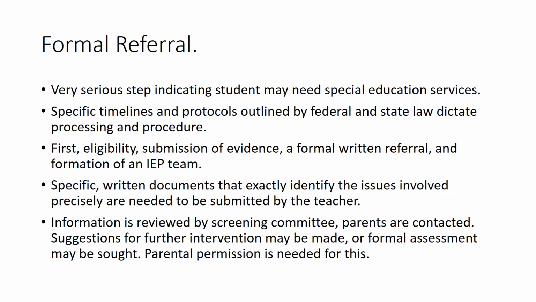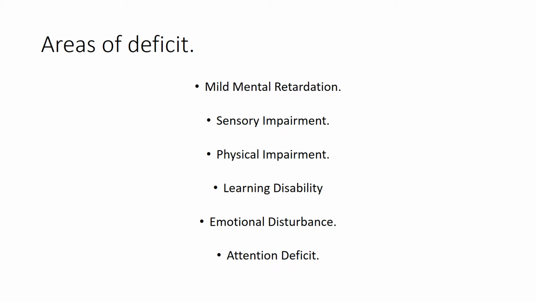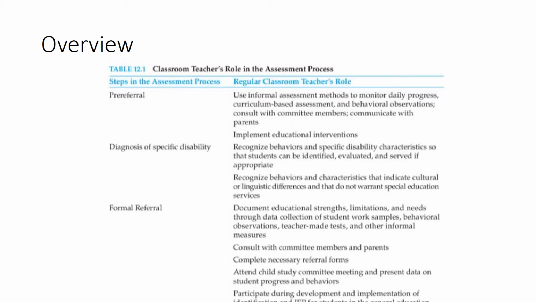Information is reviewed by the screening committee, parents are contacted, and suggestions for further information may be made or formal assessment may be sought. Parental permission is needed before the formal assessment can go forward. The areas of deficit are mild mental retardation, sensory impairment, physical impairment, specific learning disability, emotional disturbance, or attention deficit. This isn't exactly an exhaustive list, but it's the most common. I suggest you go through the books in the class to see more information. But generally, things go from pre-referral, to diagnosis of specific disability, to formal referral.